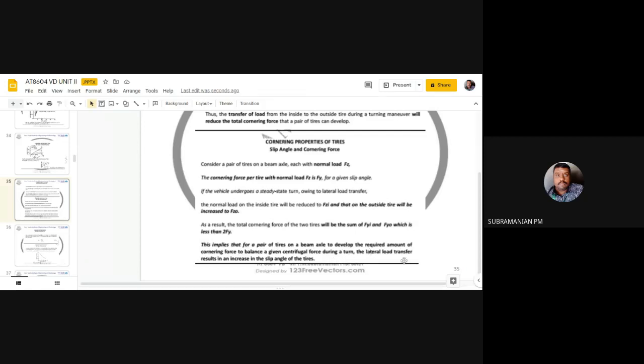So the lateral load transfer increases the slip angle of the tire. You have to understand this concept: when I'm making a turn, the cornering force in the real condition, adding the two tires, will be less than in the straight ahead position. Also, when I'm making a turn, there will be lateral load transfer, and it will result in a slip angle.